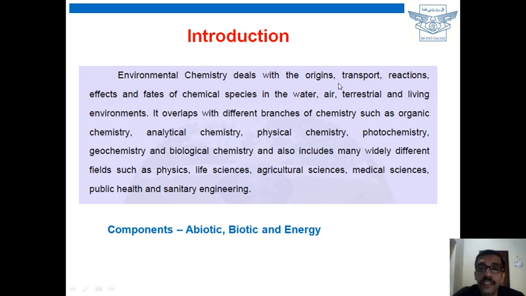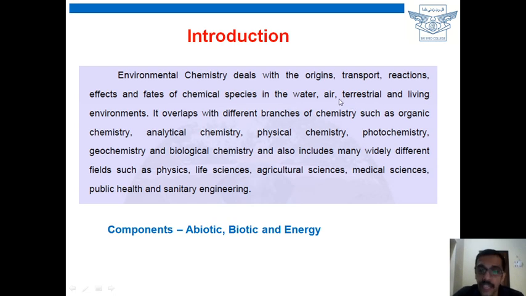So what are we now studying? How different chemical species originate, that's the first thing. Then how they are transported. Then how they react with each other or with something else. Then what the effects and fate of the chemical species are, with actually four different regions: water, air, terrestrial and living environment.